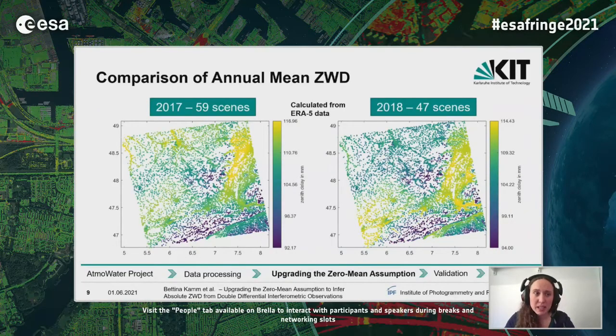Now I also calculated the mean for different stacks. So if I only take the year 2017, I have 59 scenes, or 2018, I have 47 scenes. And of course, the range is very similar, but you can see different characteristics. In 2017, for example, on the northern part, there are higher values than in 2018. So it is really important that you calculate the true mean for your specific stack and not just take a mean over a long time period when you have only a substack of that.